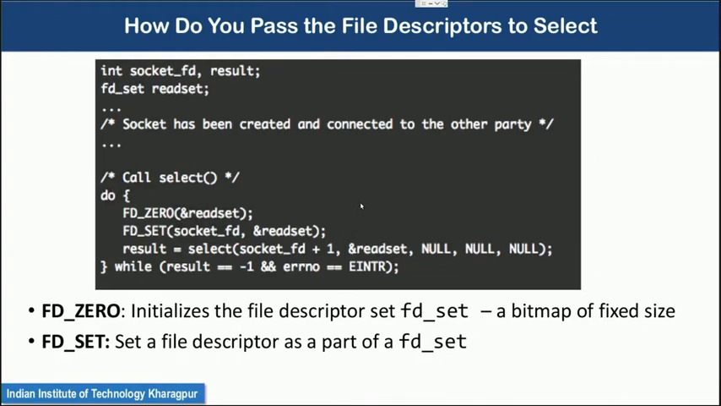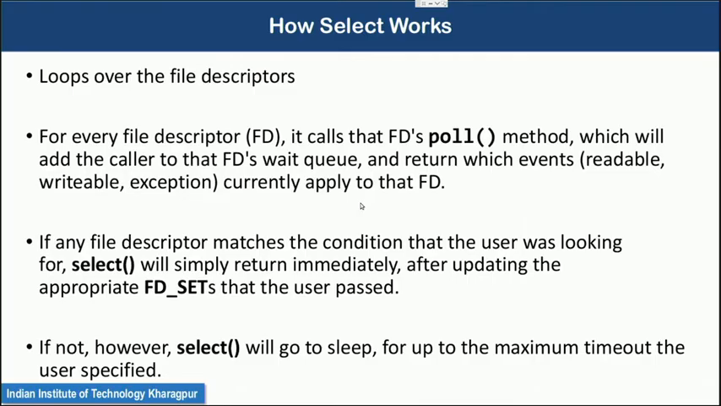Then you make the select call. How does select work? It loops over all the file descriptors. For every file descriptor, it calls the file descriptor's poll method. This poll method checks whether something is available, or some event is waiting on that file descriptor. It will add the caller to that file descriptor's wait queue and return which events currently apply to it: whether it is readable, if it is a read file descriptor, whether it is writable, if it is a write file descriptor, or whether some exception has happened.